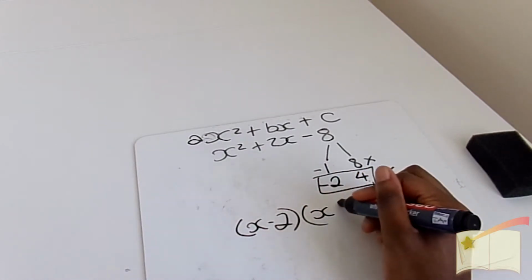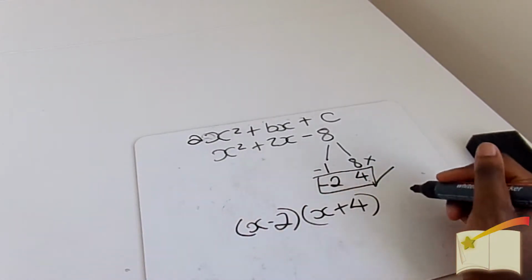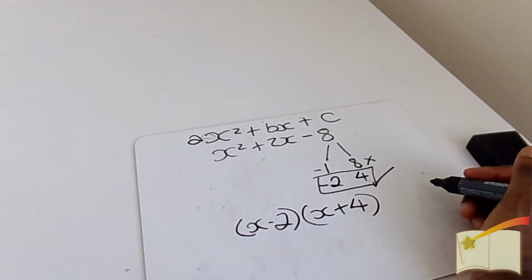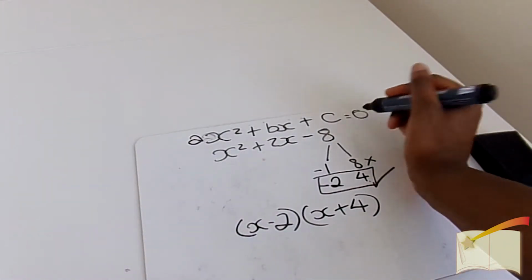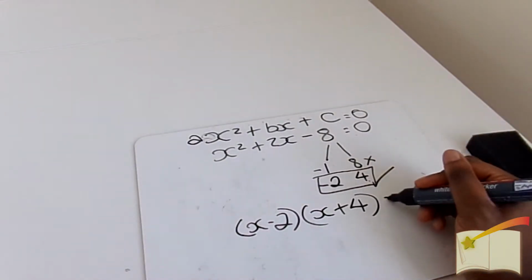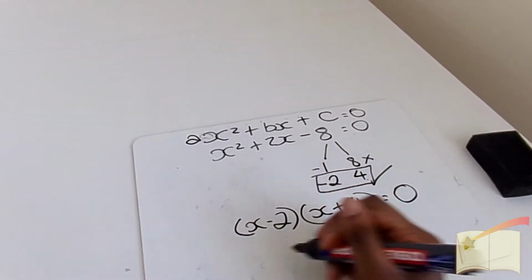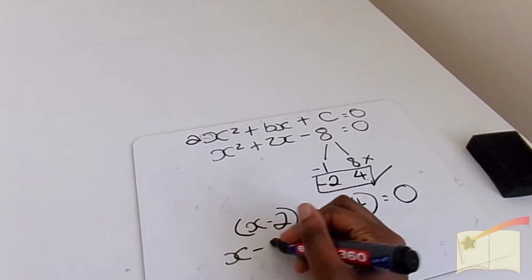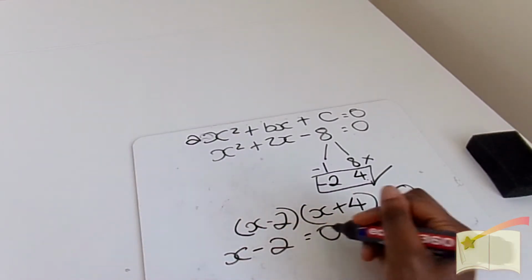You put these two numbers into brackets with x. So your first bracket will be x minus 2. Your second bracket will be x plus 4. So if the question asks you to factorize, you've finished. However, the question would ask you to solve, since this video is on solving quadratic equations.